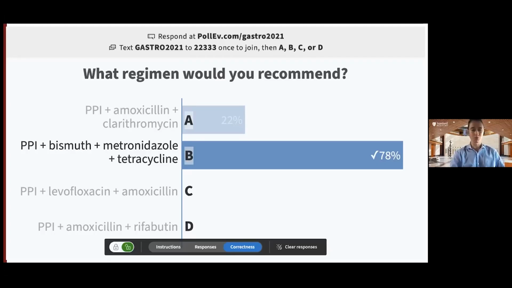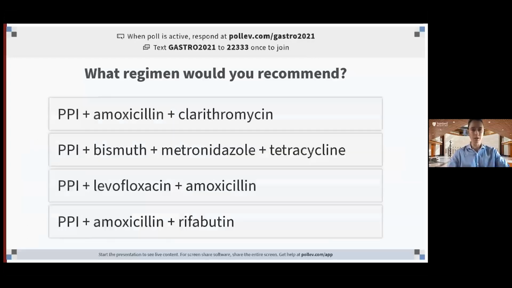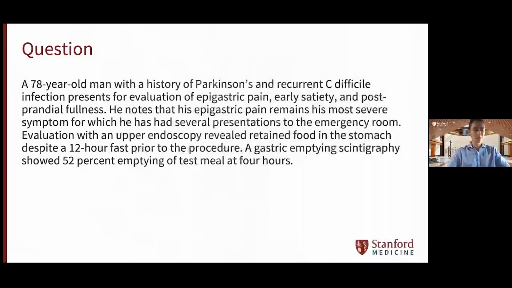Excellent. So let's move on to the next question. This is a 78-year-old man with a history of Parkinson's and recurrent Clostridium difficile infection, presenting for the evaluation of epigastric pain, early satiety, and postprandial fullness.